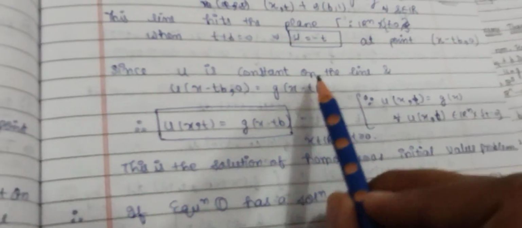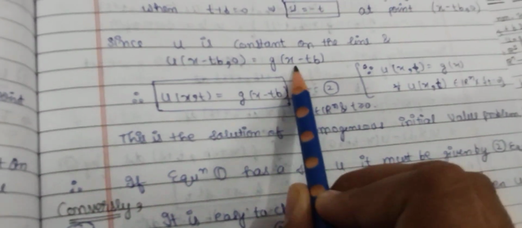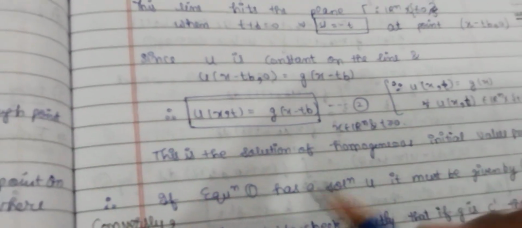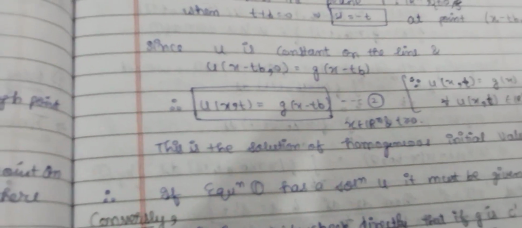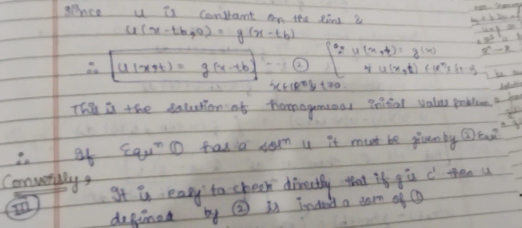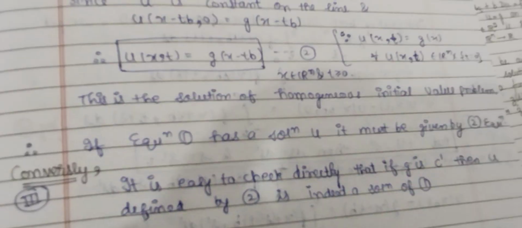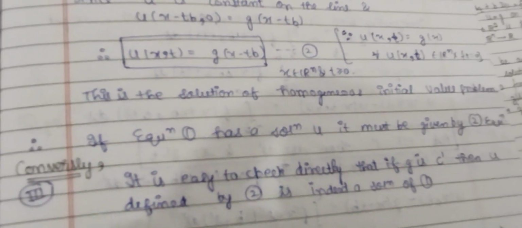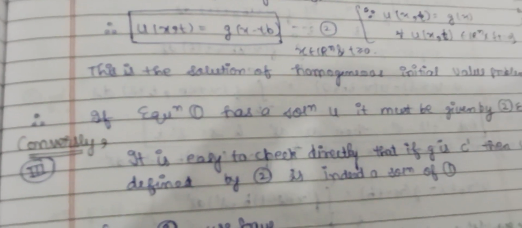Since u is constant on the line, and u(x minus tb, 0) equals g(x minus tb), by the initial condition we have taken in the statement that u equals g on Rn cross t equals 0. Therefore u of (x, t) equals g of (x minus tb). We label it as equation number 2. Okay, so this is the solution of the homogeneous initial value problem.